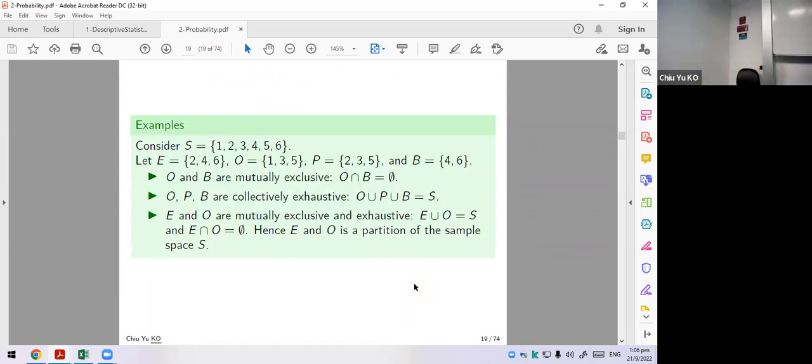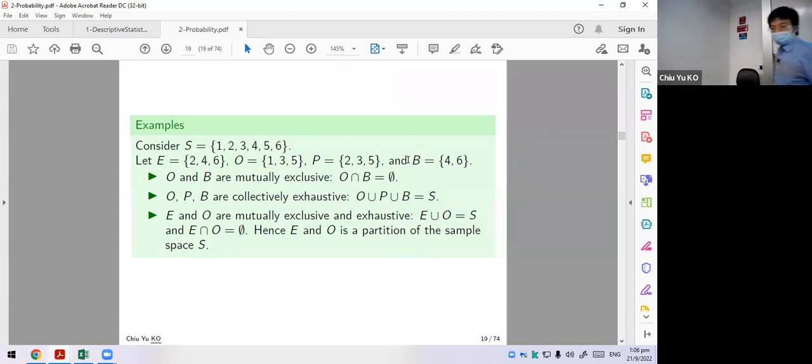Now, this example. We have 1 to 6, the even numbers and the odd numbers. Now I have new sets: the prime numbers, 2, 3 and 5, and the big even numbers, 4 and 6. Here you can see odd numbers and B are mutually exclusive, because the intersection is empty, so there is no common element. And you will see O, P, and B are collectively exhaustive, because the union of them is just the sample space. You can always find 1, 2, 3, 4, 5, 6 in at least one of them.